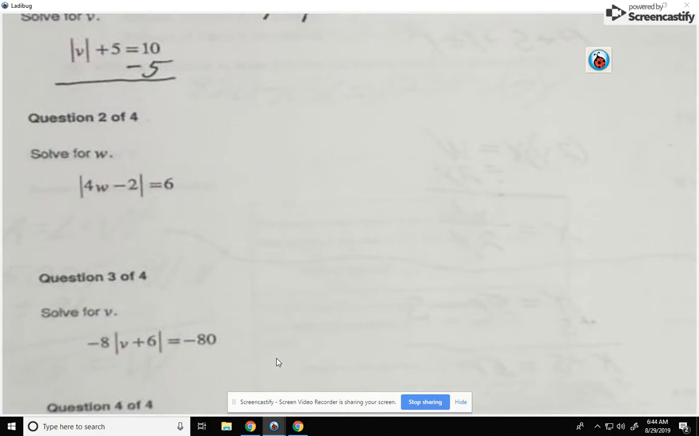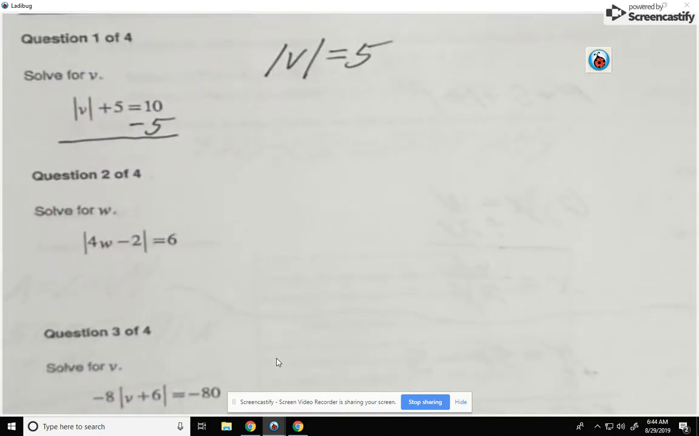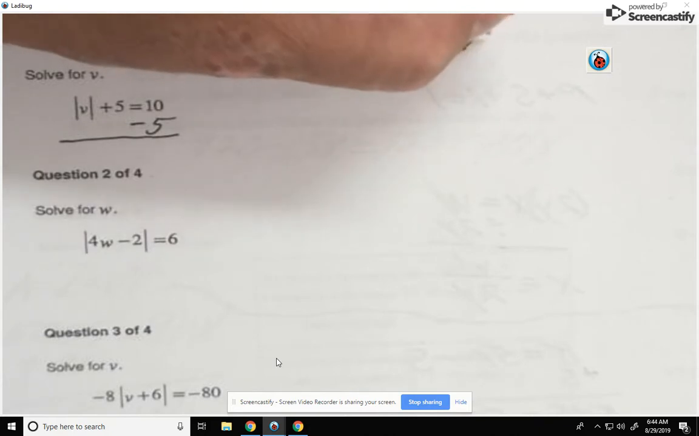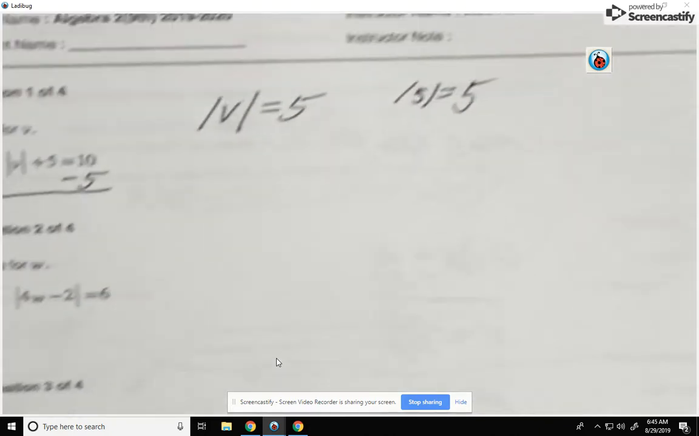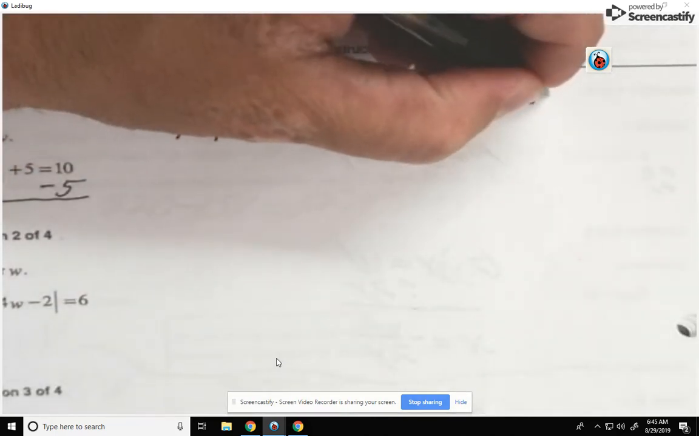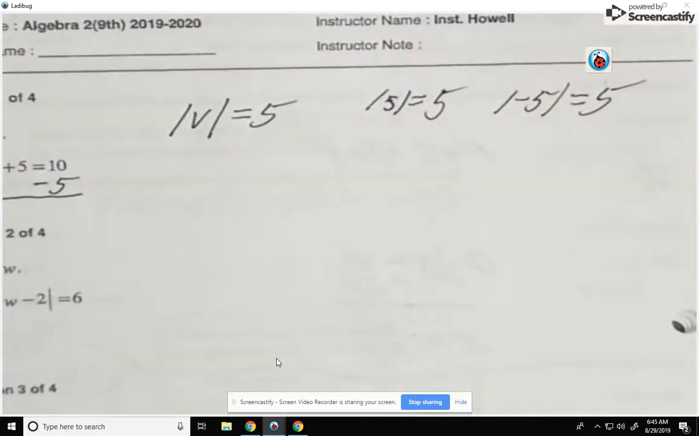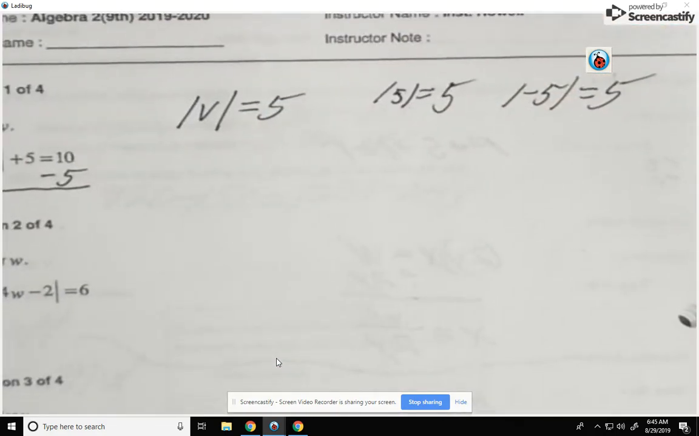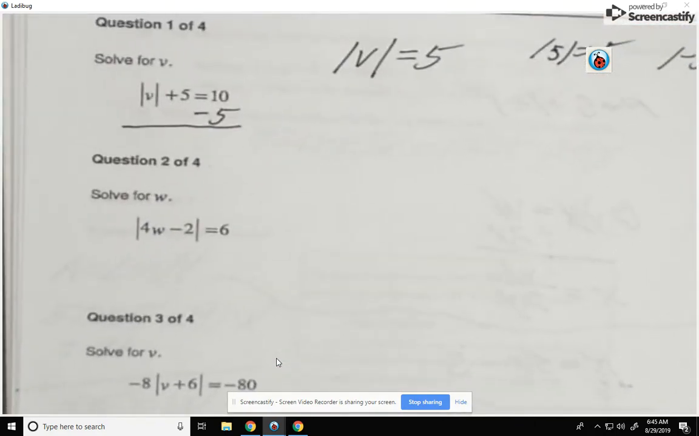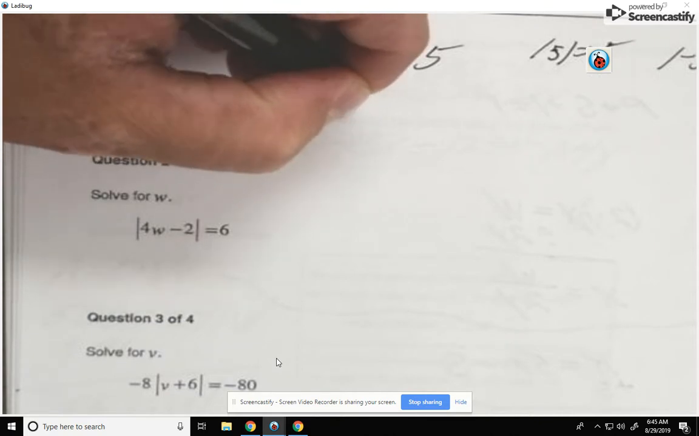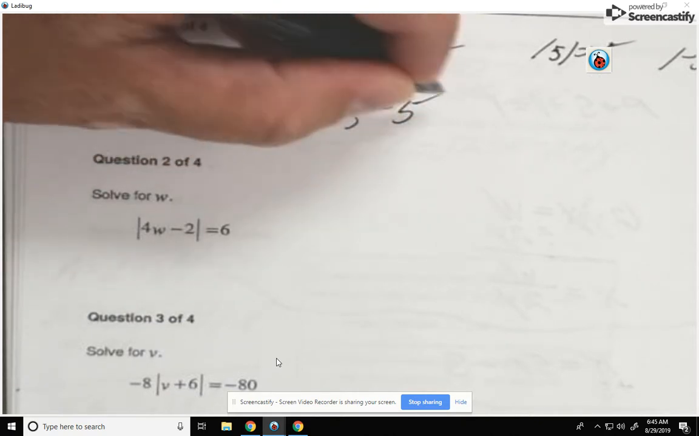Now, the trick with absolute value equations is we know that the absolute value of 5 equals 5. We also know that the absolute value of negative 5 equals 5. Okay, so keeping this in mind, we know that the absolute value of v equals 5, therefore we have two answers. We have 5 and negative 5.